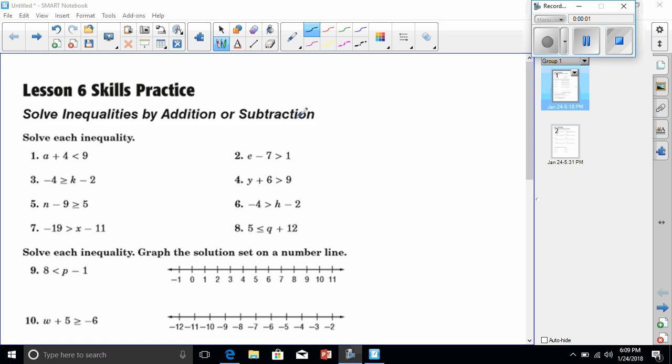All right, guys, today we're going to be going over solving inequalities by addition or subtraction and multiplication. Let's take the sheet out that says addition and subtraction first. We have a plus 4 is less than 9.